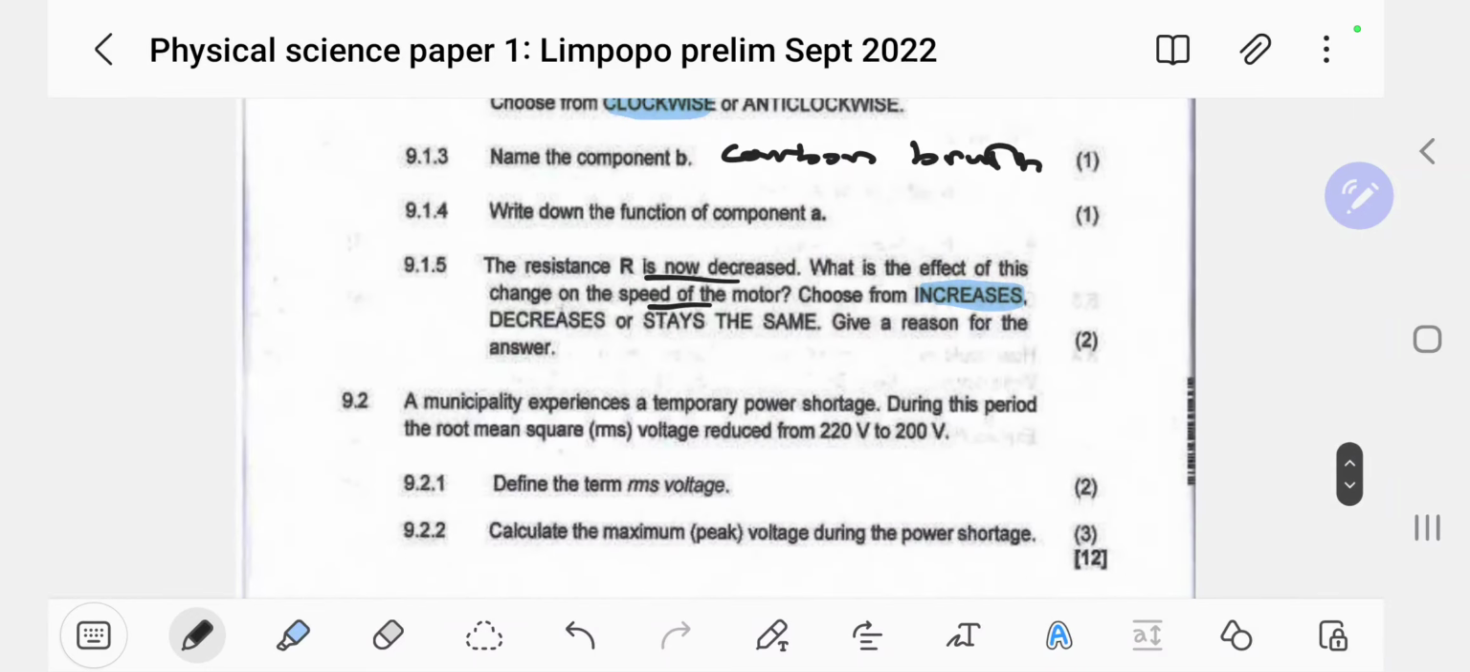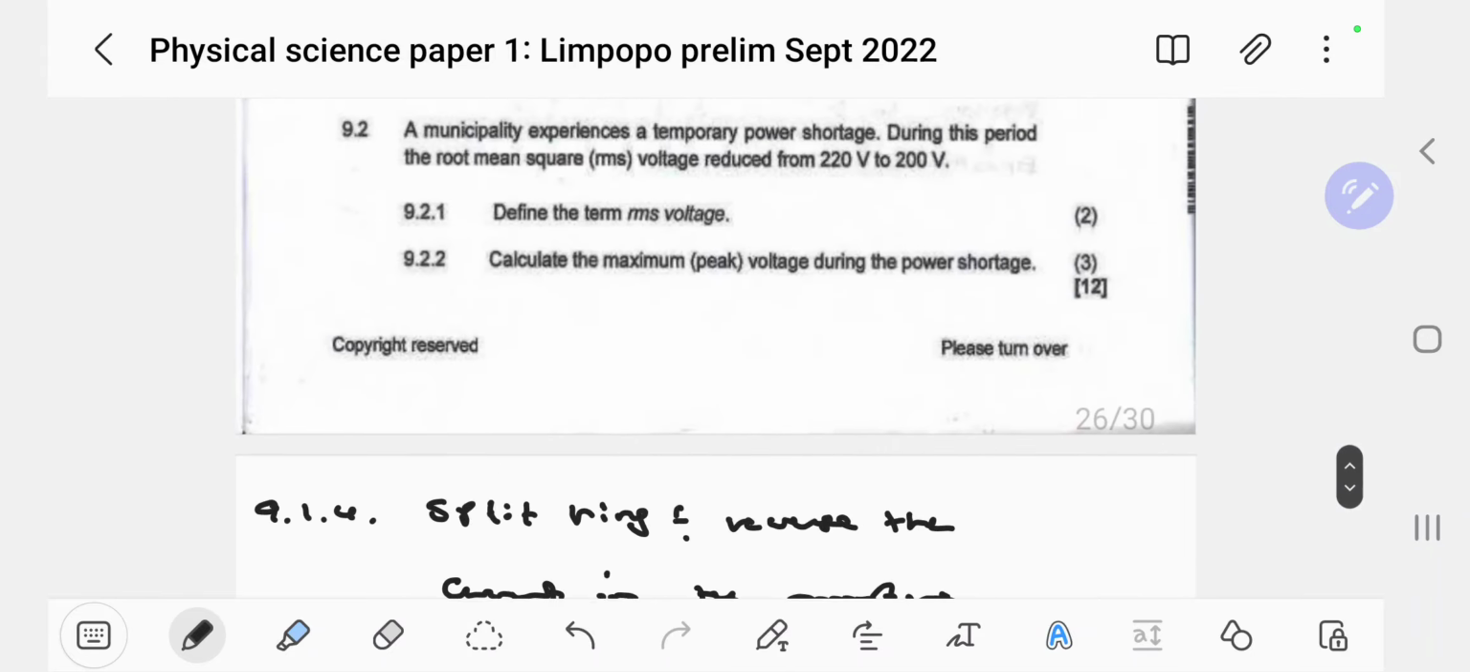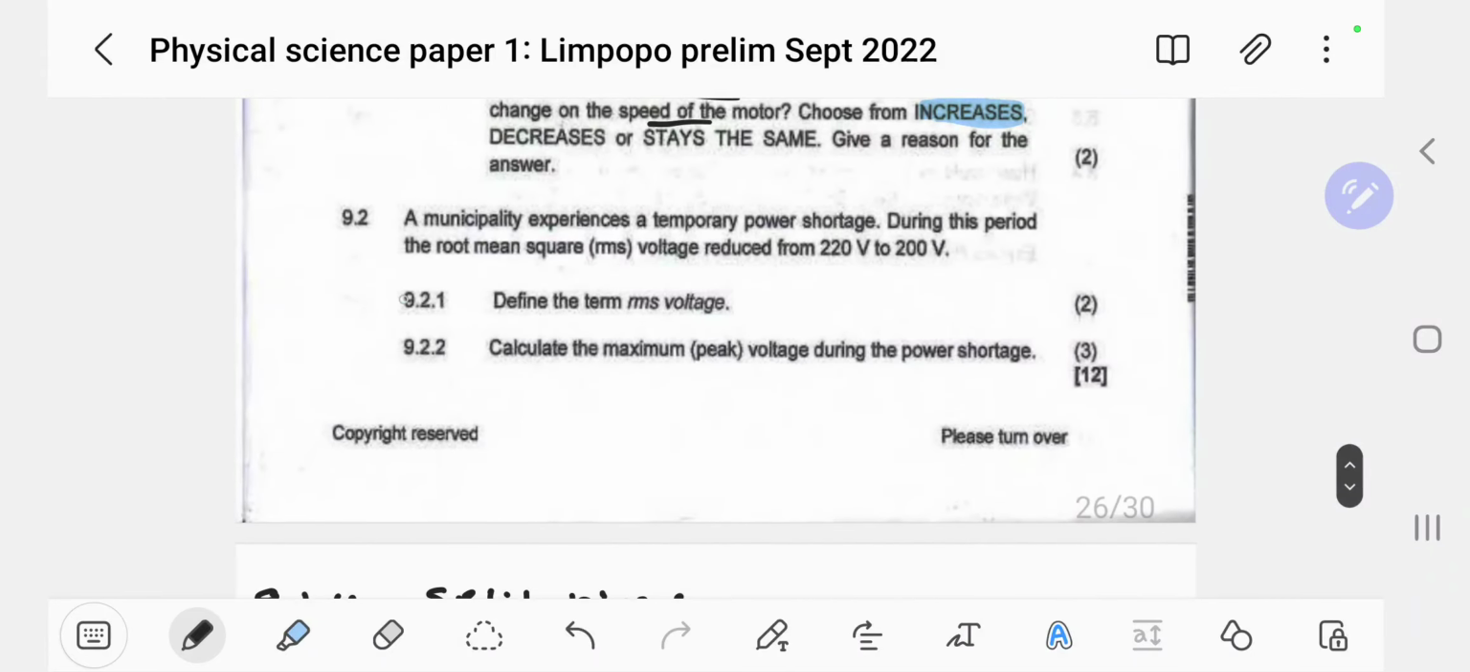I'm tired. 9.2 says, a municipality experiences a temporary power shortage, which is not temporary in South Africa. It's permanent now. It's rubbish. It's ridiculous, man. Somebody needs to be fired, and I will find a way of firing someone.